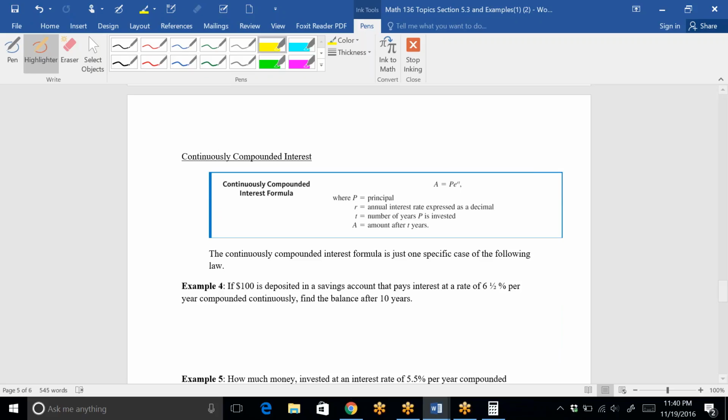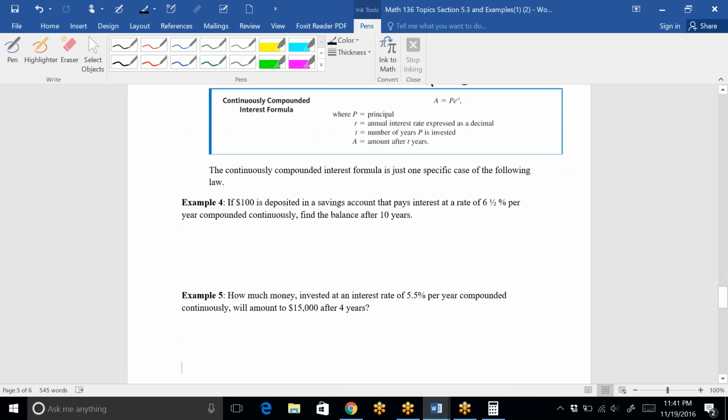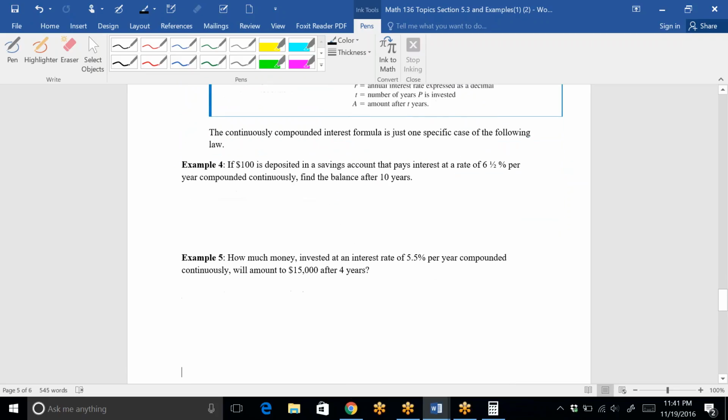This is different. If you are compounding continuously, which means your compounding periods are continuously getting larger, we have a special formula for that called PERT. So when your money is being continuously compounded, you use the e base and you still have your principal, your rate as a decimal, and your time, but r and t are both multiplied together as an exponent on e. And it's a very specific case. So it only happens if you're compounding continuously.